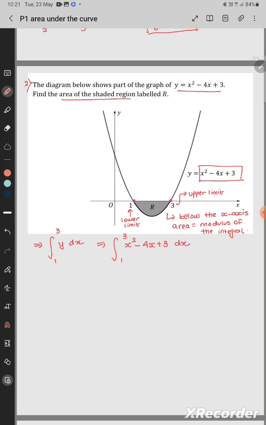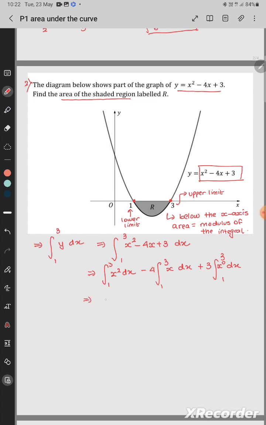So if you want, you can integrate them together, or if you want, you can do them separately. So let's do separately. So integral from 1 to 3 of x squared dx minus, again 4 is a constant, so I'm writing that outside the integral sign, 4 times integral of x dx, plus 3 times integral of 1 dx. If you want, you can again write a 1 over here, or what did we learn? We can also write x to the power of 0.